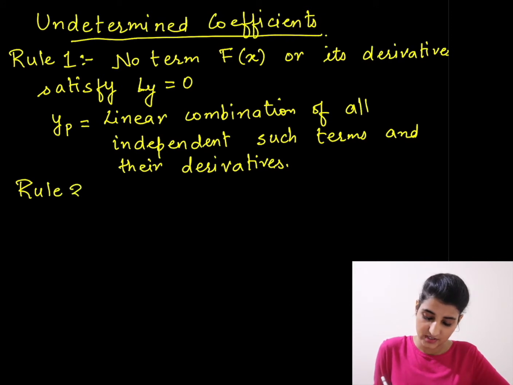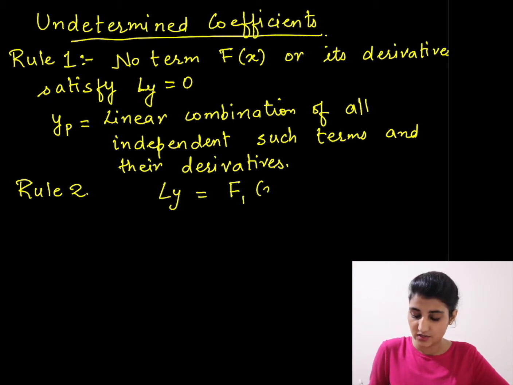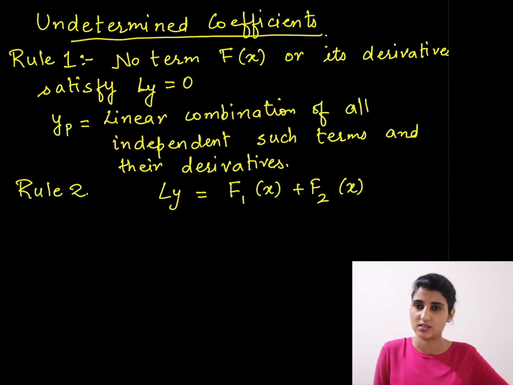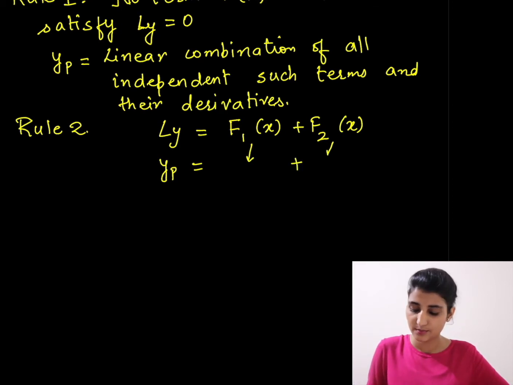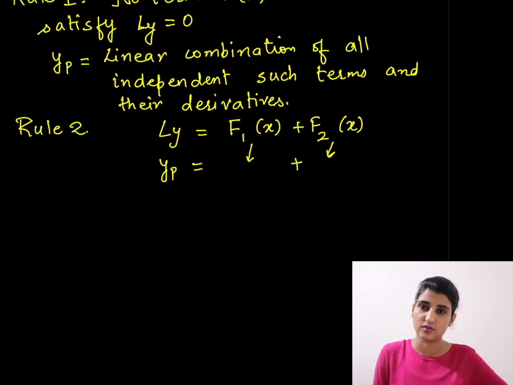The next rule we discussed was: suppose we have an equation Ly equal to f1(x) plus f2(x), and none of them are 0. f1(x) and f2(x) are non-zero. So to write down our yp, it's going to be yp corresponding to f1(x) plus the particular solution corresponding to f2(x).